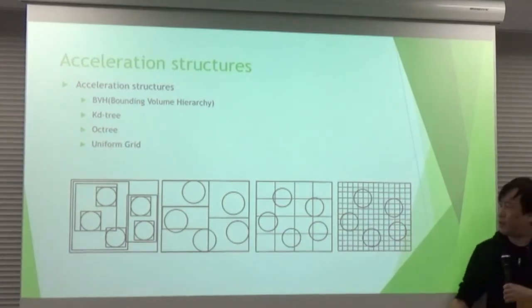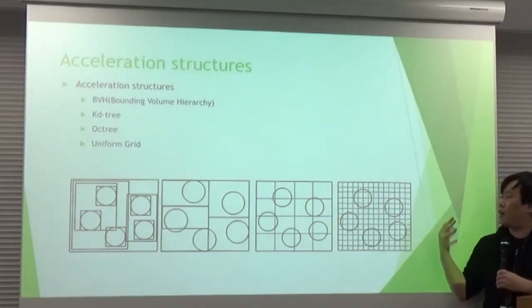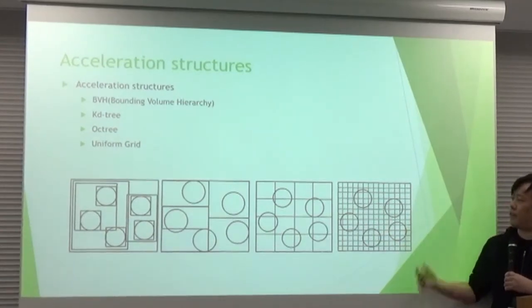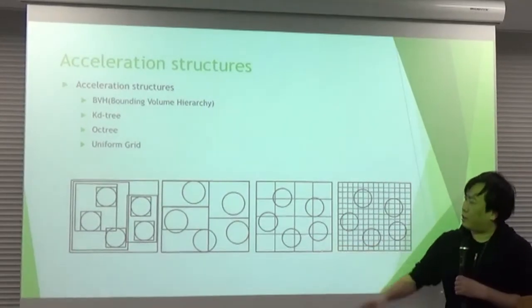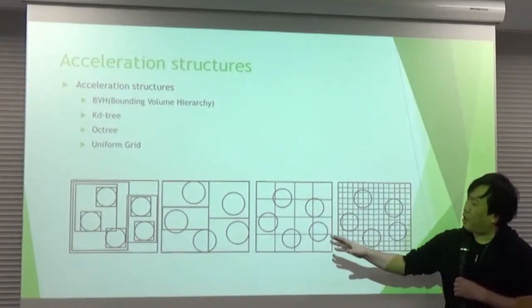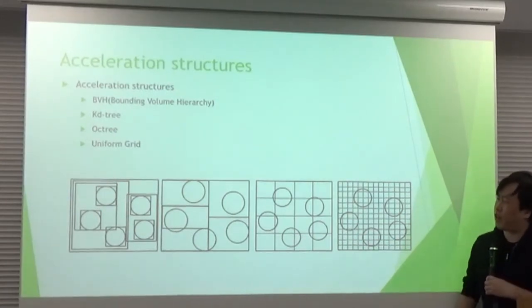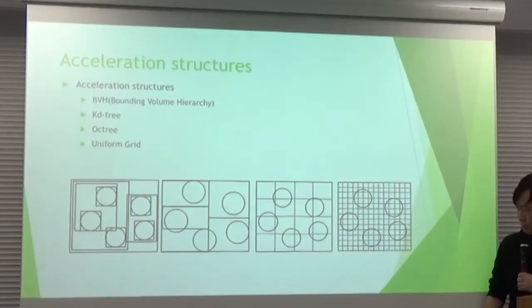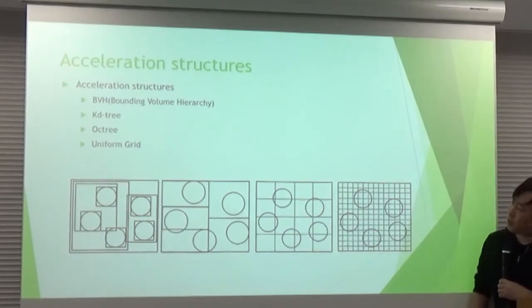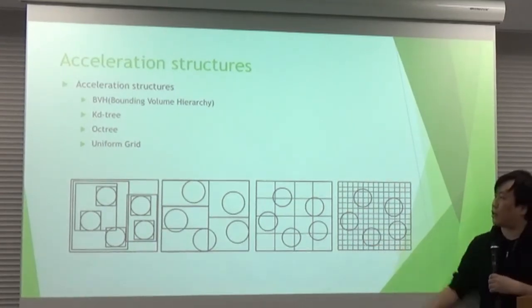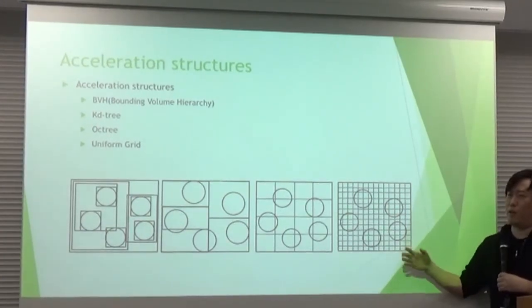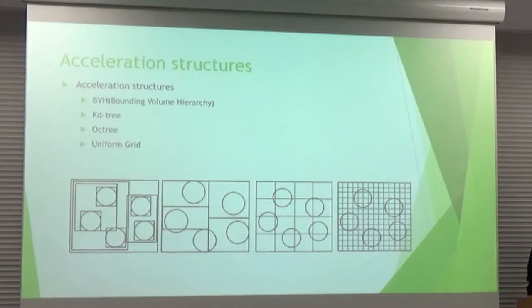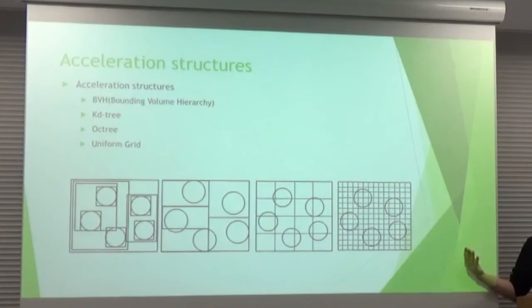In this figure, from the left side to the right side, the leftmost figure shows BVH, bounding volume hierarchy. Next is a KD tree, and next is an octree. Into the scene, it's called a quad tree. And the rightmost is a uniform grid.